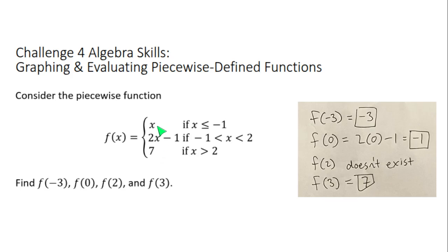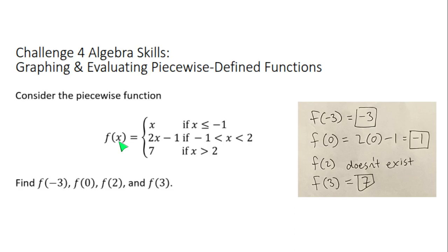One of the pieces is x. One of the pieces is 2x minus 1. And one of the pieces is 7. So, let's look at f of negative 3. f of negative 3 says, if I substitute negative 3 in for x, what's the output? So I input negative 3.